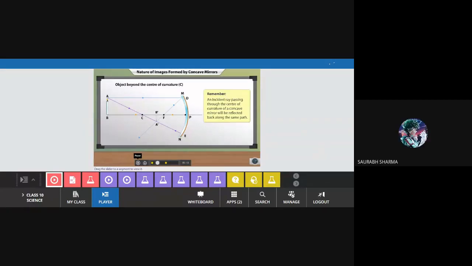Ma'am, please tell the characteristic features of the image. This reflected image is real, inverted, and diminished. So all these are the characteristic features. See, in the case of diminished, you can write it is smaller in size compared to the object, real, and inverted. First you have to write the position. Where did the image form? It is formed between F and C. Written.